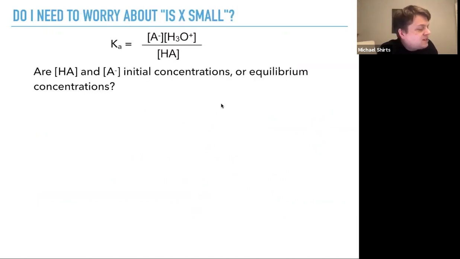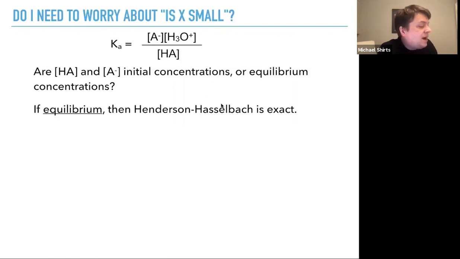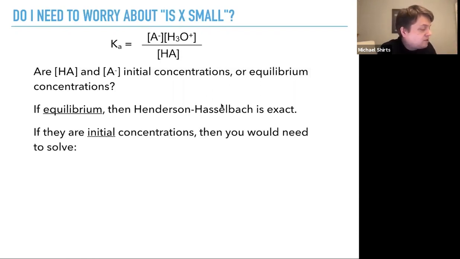So first you have to ask, are the concentration of acid and the concentration of conjugate base the initial concentrations or the equilibrium concentrations? When you say, I have a solution that has this much acid and this much base, then those are the equilibrium concentrations. And there's really no approximation there. That is the concentration at equilibrium. So Henderson-Hasselbalch is exact if the concentrations of HA and A minus are the equilibrium concentrations.